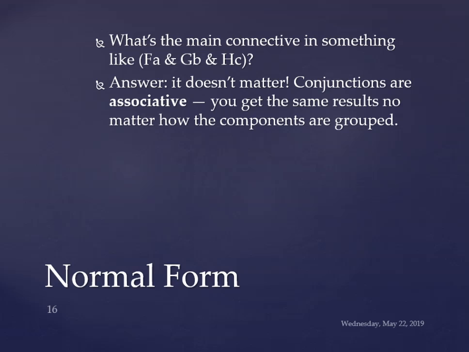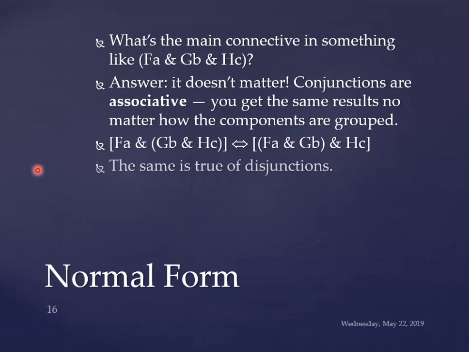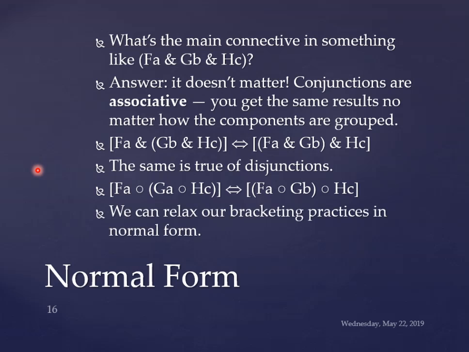So that's just what that is. Here you have the and right here, but it's going to say the same thing as this, where the and is over here. Like I said, the same is true of disjunctions. You can get the same exact truth values under the main connective, no matter what you do. So what we do in normal form is that we can relax our bracketing practices. Since we know this, it's just not that big of a deal to fuss with parentheses all the time.